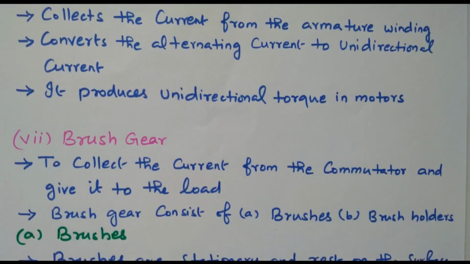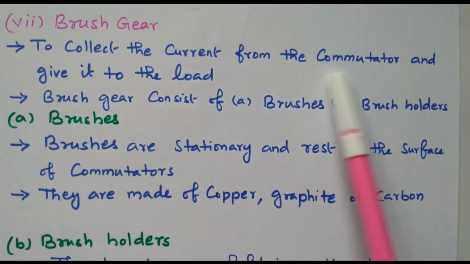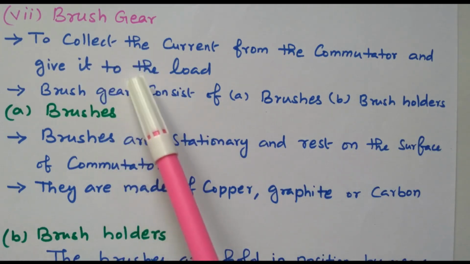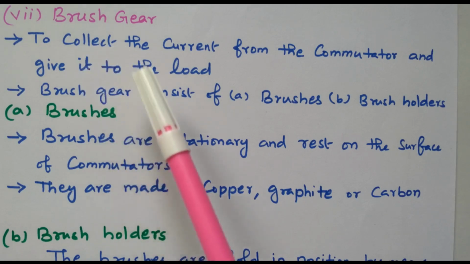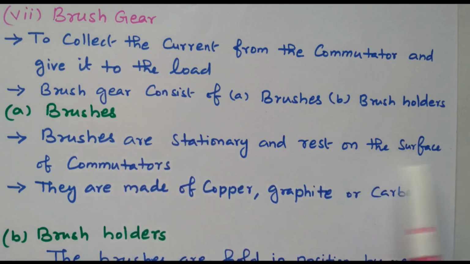Now we'll see the next topic, brush gear. It collects the current from the commutator and gives it to the load. The brushes are copper brushes. The brush gear consists of brushes and brush holder. Because it's a rotating part, the brush will continuously collect the current from the commutator, that is, from the copper segment. So what is a brush? The brushes are stationary and rest on the surface of the commutator. They are made up of copper, graphite or carbon, because of the continuous rotation, so wear and tear will occur.